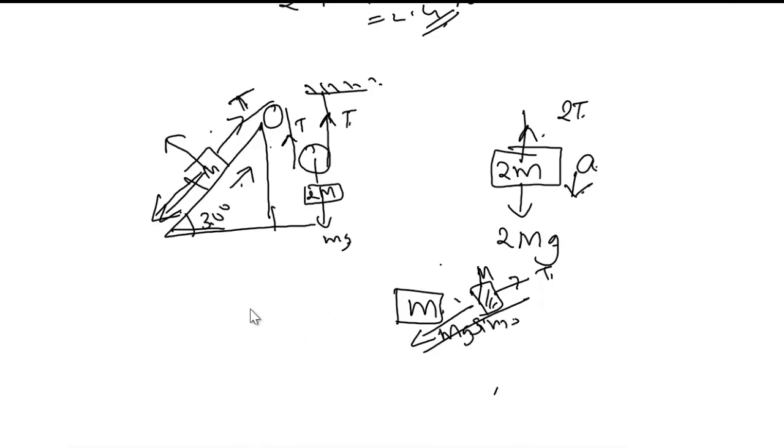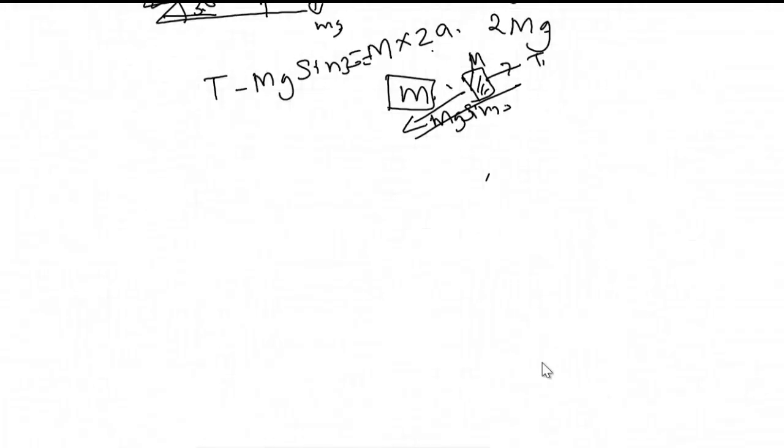So T and mg: T is in the same direction as A, therefore I am taking T as positive. T minus mg sin 30 equals mass into acceleration. While I am considering mass as capital M, the acceleration becomes twice the previous one. So here it is 2A, because here 2T is the tension which is acting, and here only T is there. Therefore acceleration will become double the previous value. Now we can write the equation as T minus mg sin 30, which is 1 by 2, equals m into 2a.